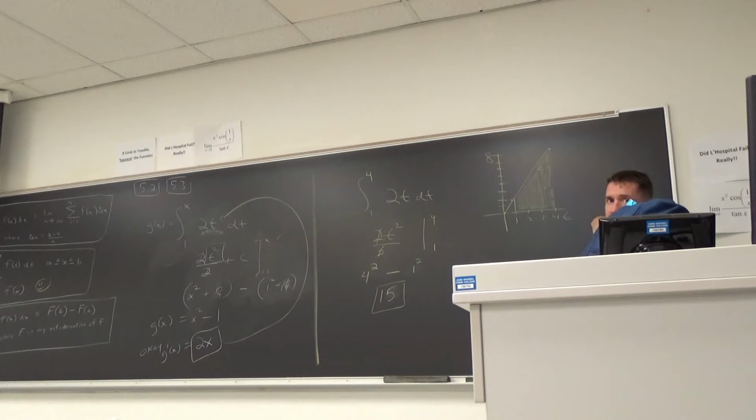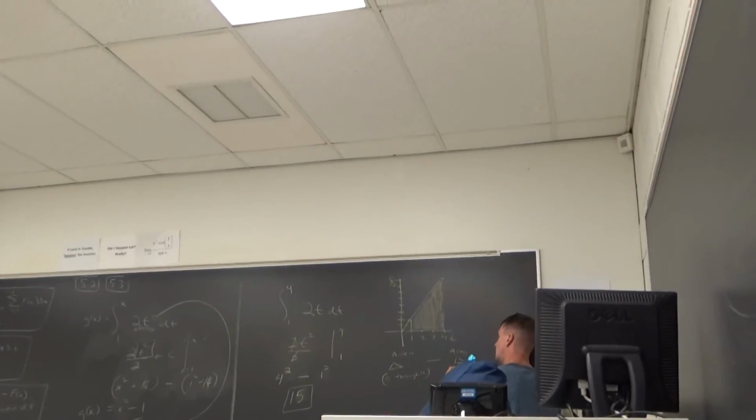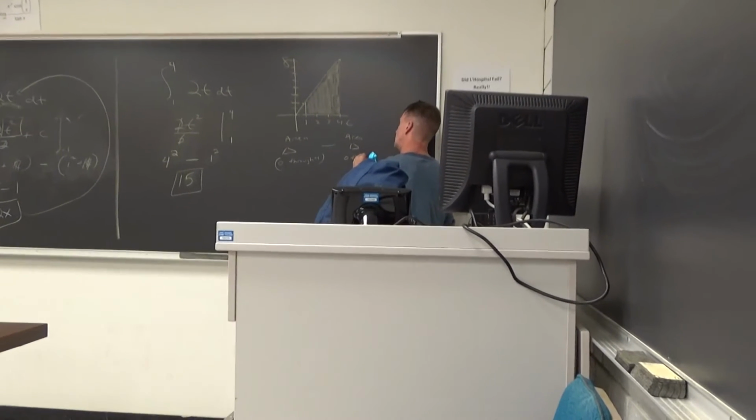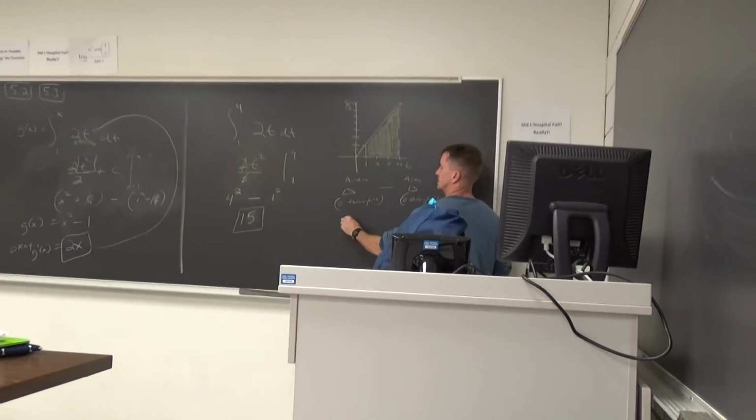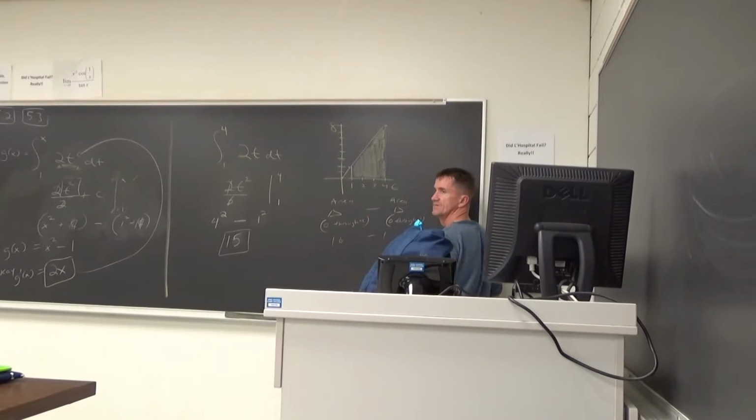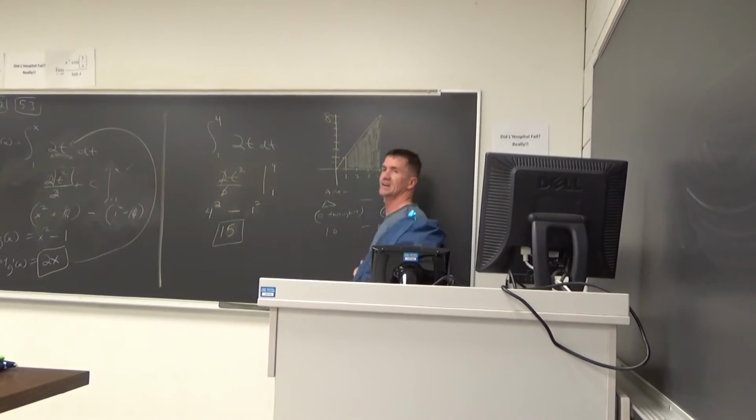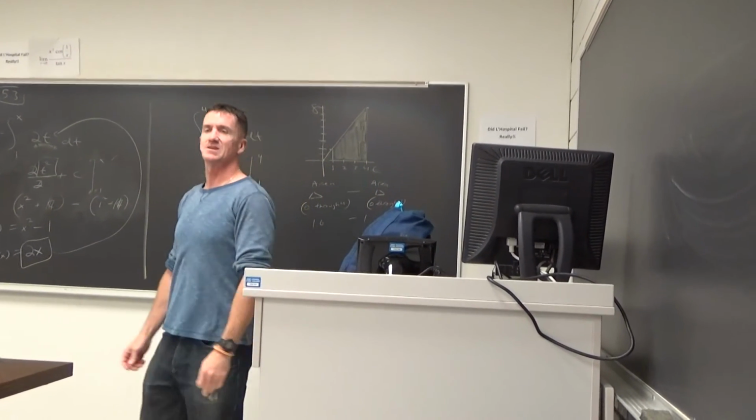I was thinking this, just to check this. We could just say, think about this: this is the area of the triangle from 0 to 4. Subtract out the area of the triangle from 0 to 1 in that image. And we're getting 16 minus the 1, which is 15.